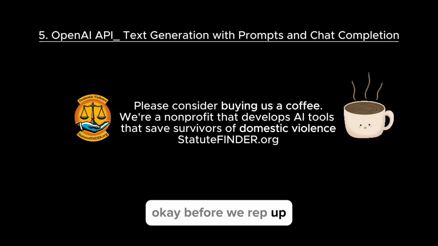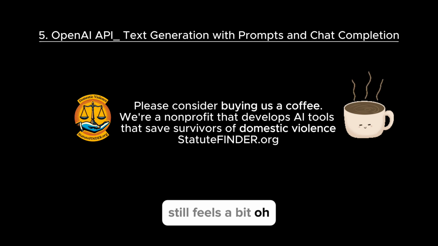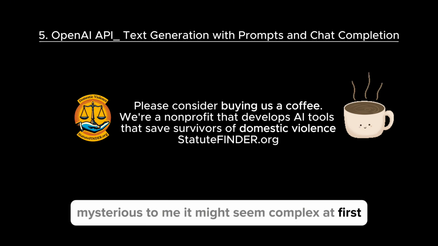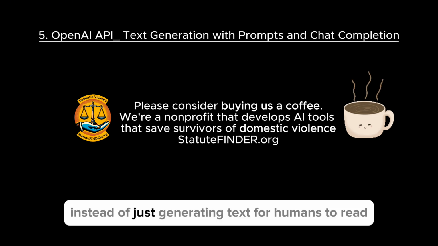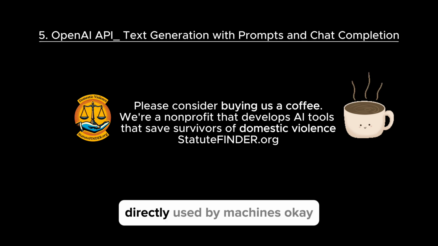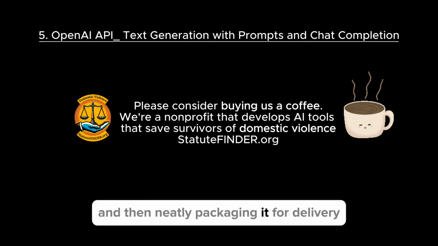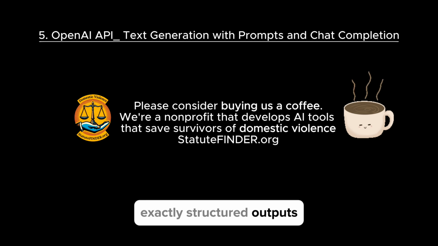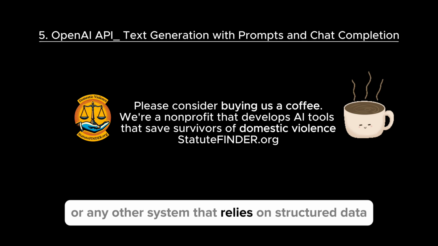Right. Okay, before we wrap up, I have to ask about structured outputs one more time. This whole idea of generating JSON data with AI still feels a bit mysterious to me. It might seem complex at first, but it's really about expanding those possibilities of what you can do with AI. Instead of just generating text for humans to read, you can generate structured data that can be directly used by machines. Okay. So it's like baking a cake and then neatly packaging it for delivery. Exactly. Structured outputs allow you to seamlessly integrate the AI's responses into your Python applications, databases, or any other system that relies on structured data.